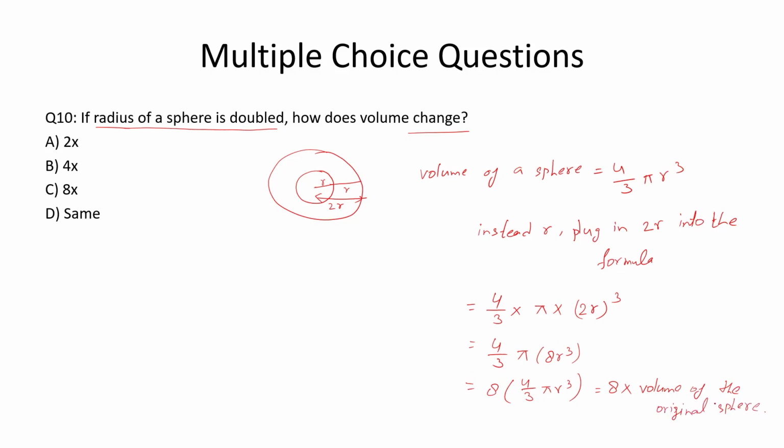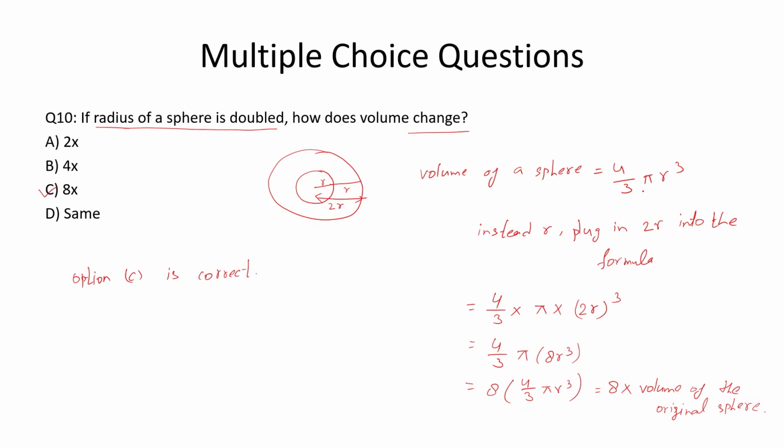So what will happen if you double the radius? Your volume will get 8 times more. So option C is correct. Is that okay? Whenever they ask what will happen to volume or surface area, what you have to do is write down the formula for that particular thing. For example, in this one, it is volume. Write down the formula for volume, and whatever they are saying, just make that change. They are doubling the radius, so just double the radius in the volume formula.